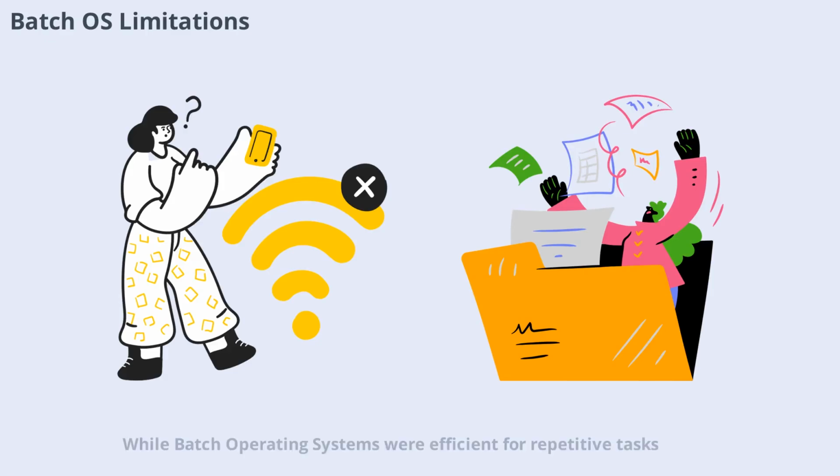While batch operating systems were efficient for repetitive tasks, they had some limitations. Users couldn't interact with the system while jobs were running, and if an error occurred, the entire batch might need to be reprocessed. As technology advanced, more interactive systems became necessary for modern computing needs.